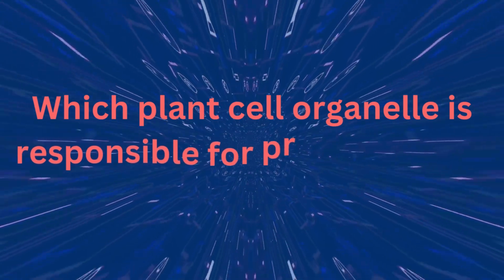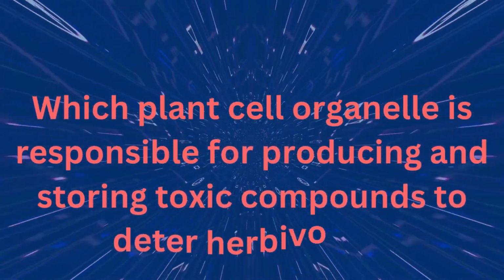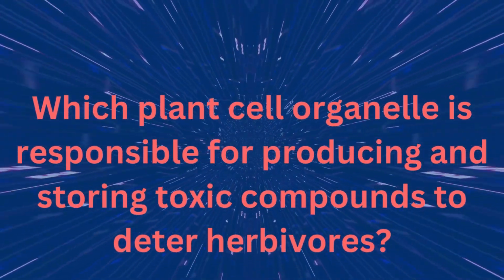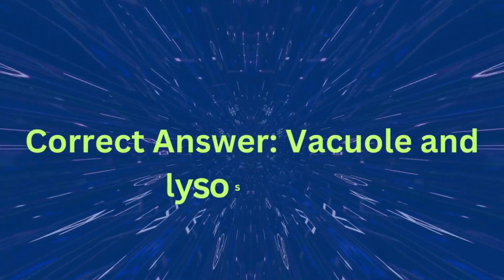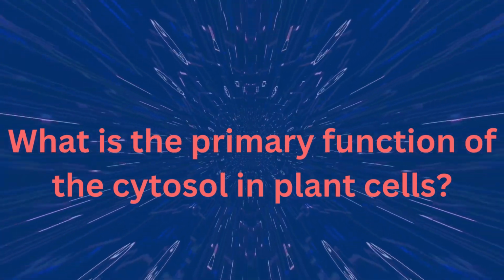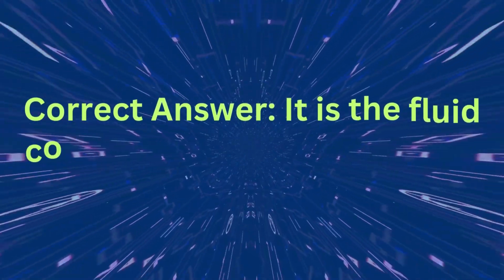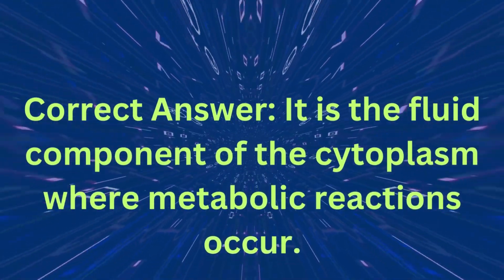27. Which plant cell organelle is responsible for producing and storing toxic compounds to deter herbivores? Correct answer, vacuole and lysosomes. 28. What is the primary function of the cytosol in plant cells? Correct answer, it is the fluid component of the cytoplasm where metabolic reactions occur.